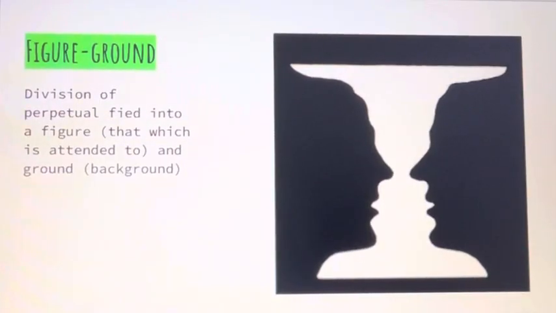One is figure-ground, which is the division of the perceptual field into a figure, that which is attended to, and ground, the background. So in this picture, when you just look at the white, it looks like an hourglass-shaped vase. But if you look at the background, you can see that there are actually two people from the side view facing each other.